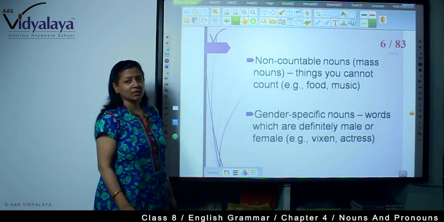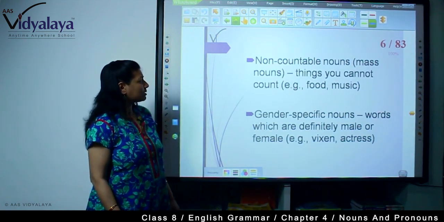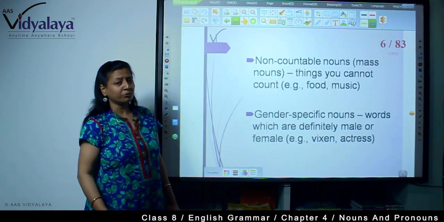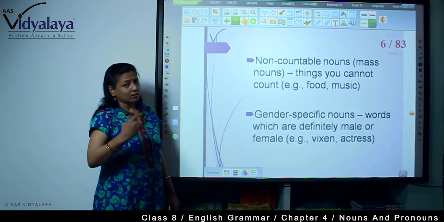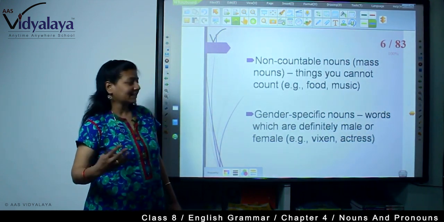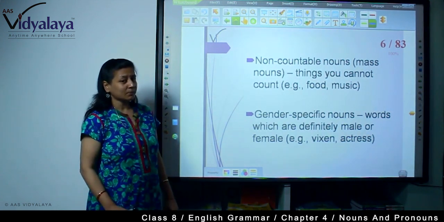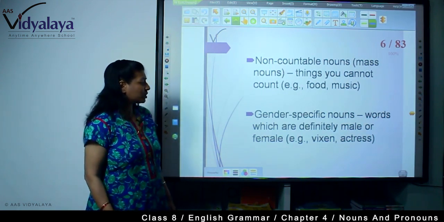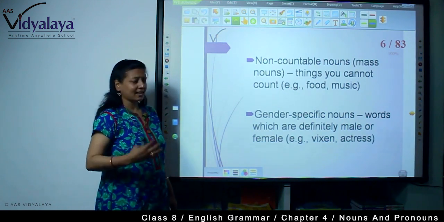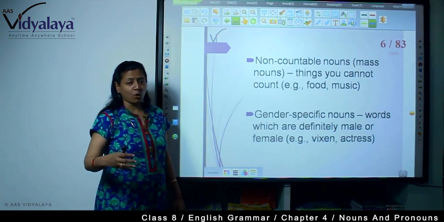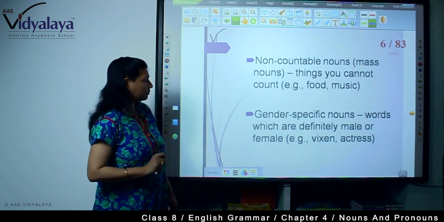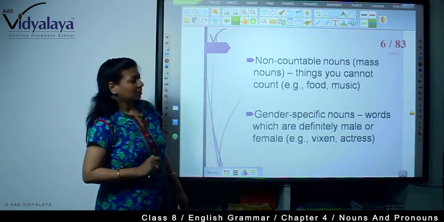Then non-countable nouns. What are the non-countable nouns? These are called mass nouns. Things you cannot count. Food, music. These are all things you cannot count. Stars, like that. Now, gender-specific nouns. Words which are definitely male or female. For example, vixen, actress, actor, boy, girl. These are gender-specific nouns which are definitely male or female.